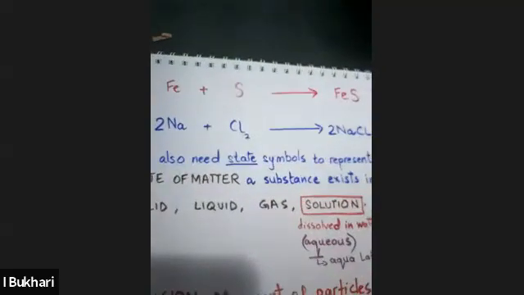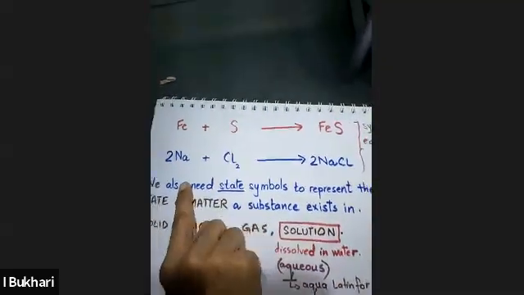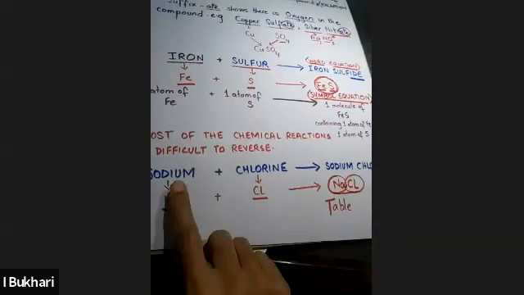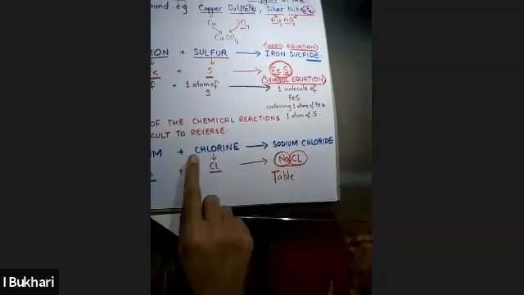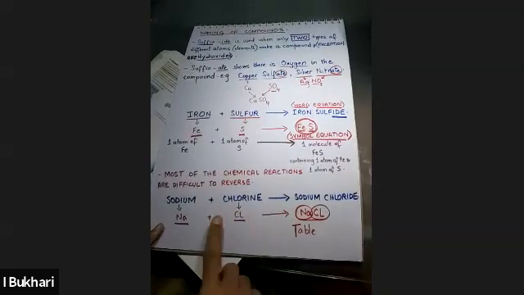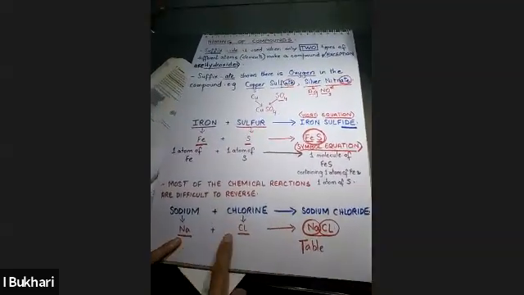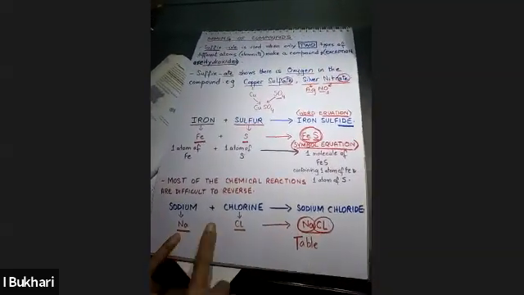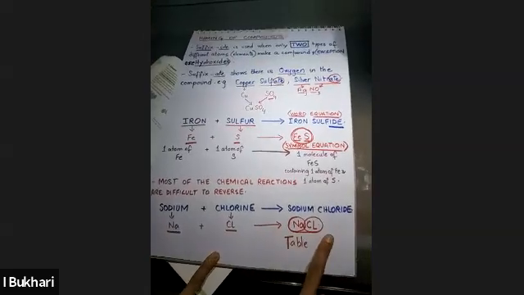Okay, so now I am sharing my video. Now I can have a similar word equation for this reaction, sodium plus chlorine, giving us sodium chloride, and I can use the symbols and give you a symbol equation as well, sodium plus chlorine giving us sodium chloride.